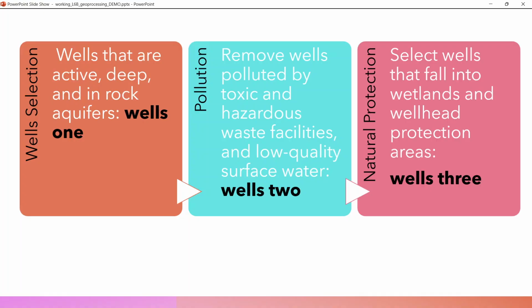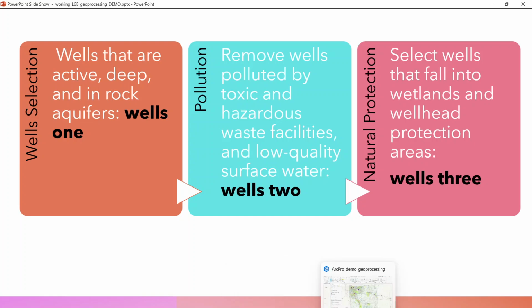So from wells that were excluded through pollution, we're going to have a subset of wells that then we are going to evaluate within the natural protection areas, and these wells, we will treat as wells that are of best quality drinking water.